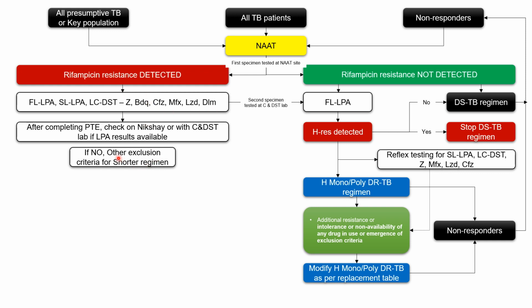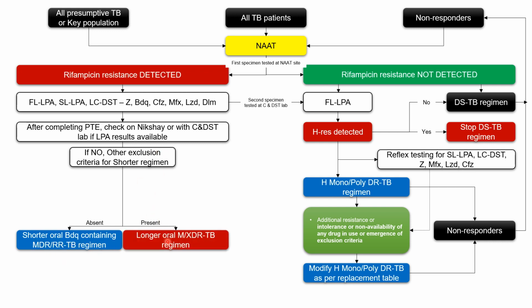So then we have to see whether any exclusion criteria for the shorter regimen are present. If no exclusion criteria is present for the shorter regimen, we will give the shorter regimen. If exclusion criteria is present, then we'll not give the shorter regimen, we'll give the longer regimen. So if no exclusion criteria is present, we'll give the shorter oral bedaquiline containing regimen. If exclusion criteria is present, we'll give the longer oral MDR-TB regimen.